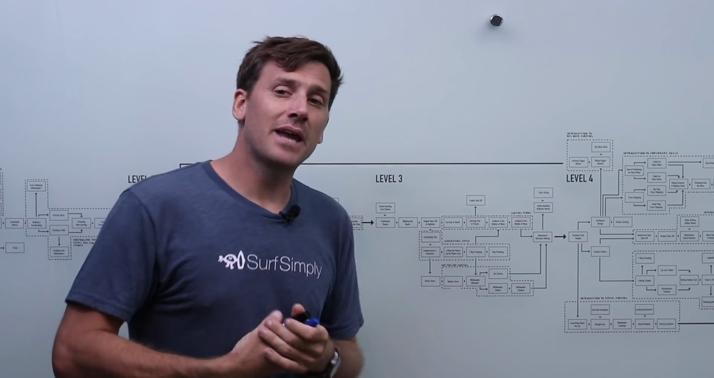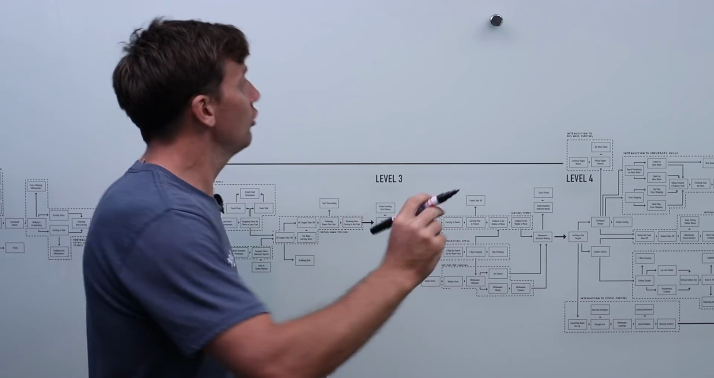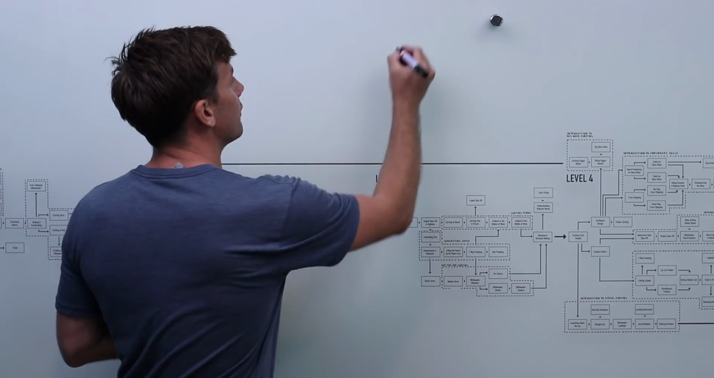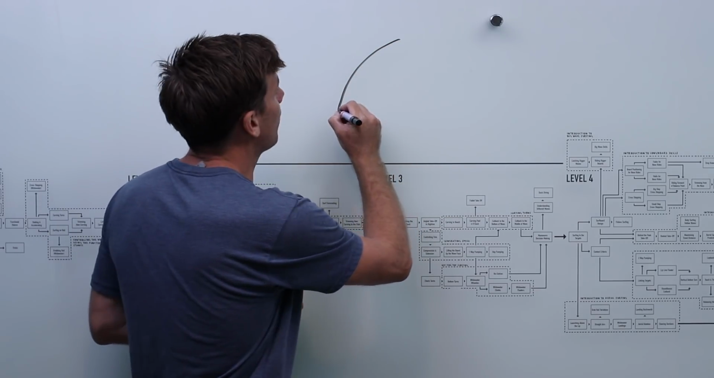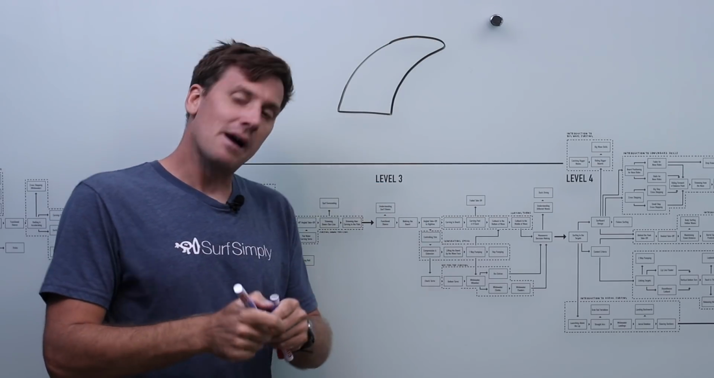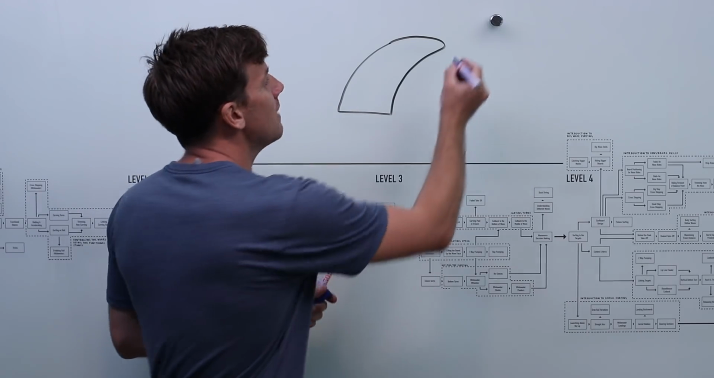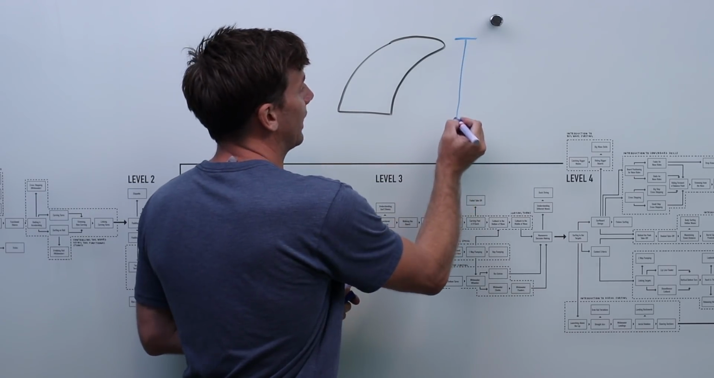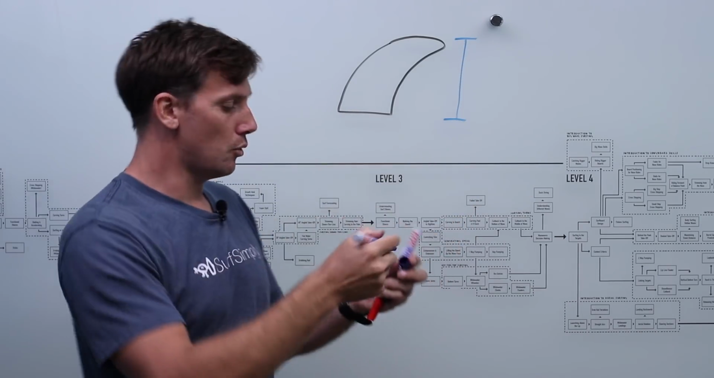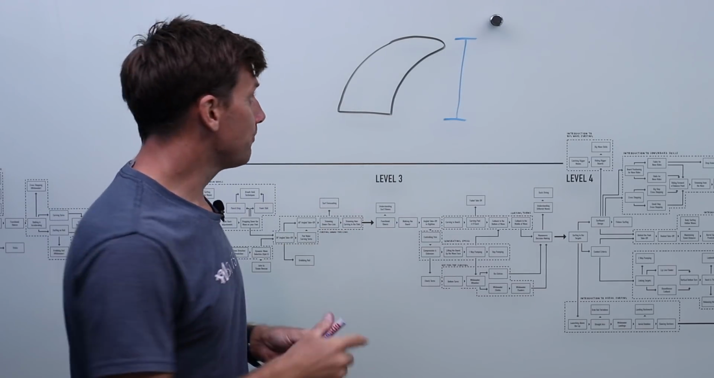So before we get into that, let's just very quickly make sure we're all on the same page with fin size. So how do you measure a fin? Well, it depends what type of fin we're talking about. Okay, so if we're talking about big single fins on boards, then generally you measure the height, or I guess the depth, depending which way up the board is. But we measure the height of the fin, normally in inches.